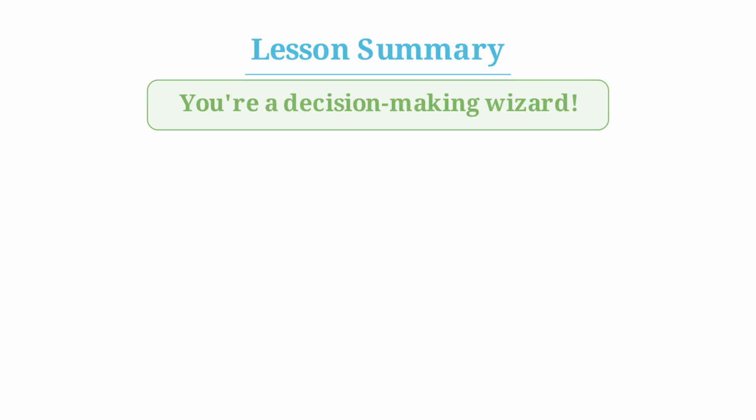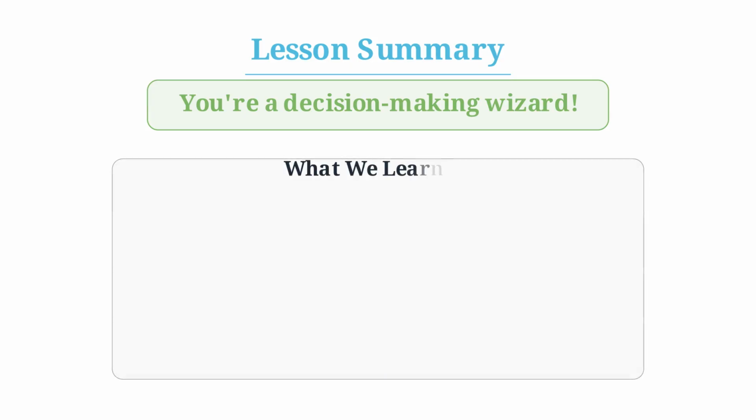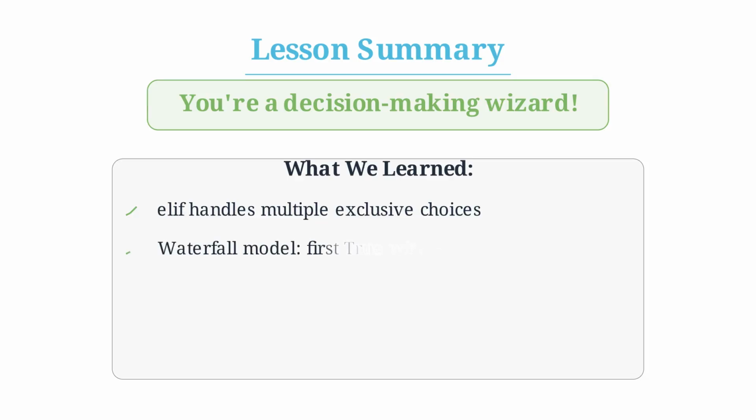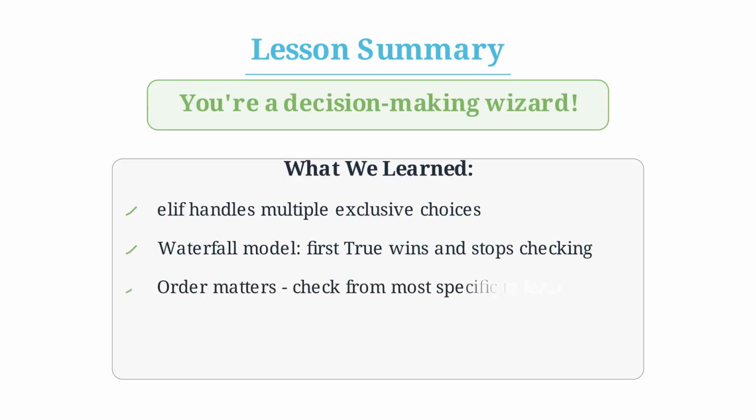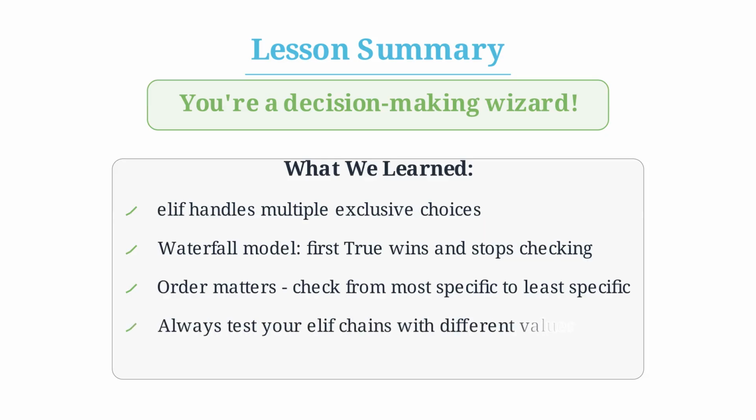You've just become a decision-making wizard. Remember, elif handles multiple exclusive choices perfectly. The waterfall model means first true wins and stops all checking. Order absolutely matters. Go from most specific to least specific, and always test your elif chains with different values to make sure they work right.